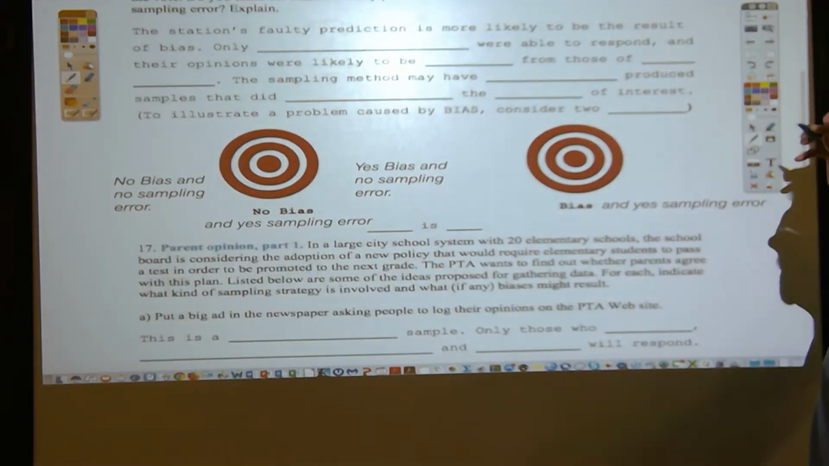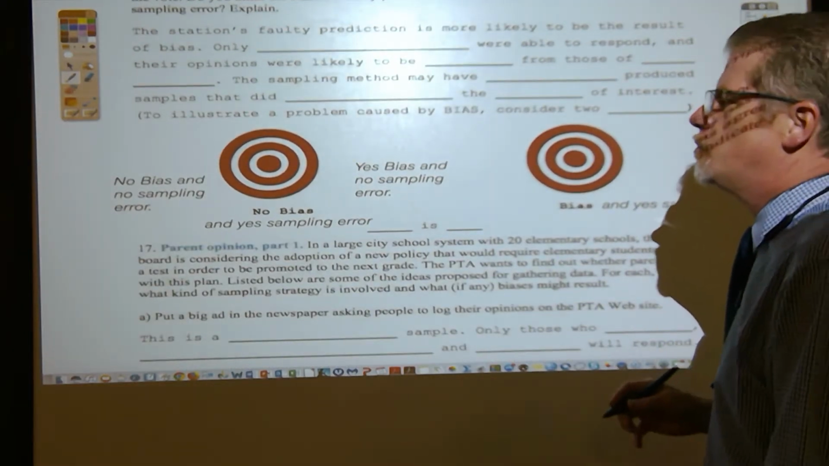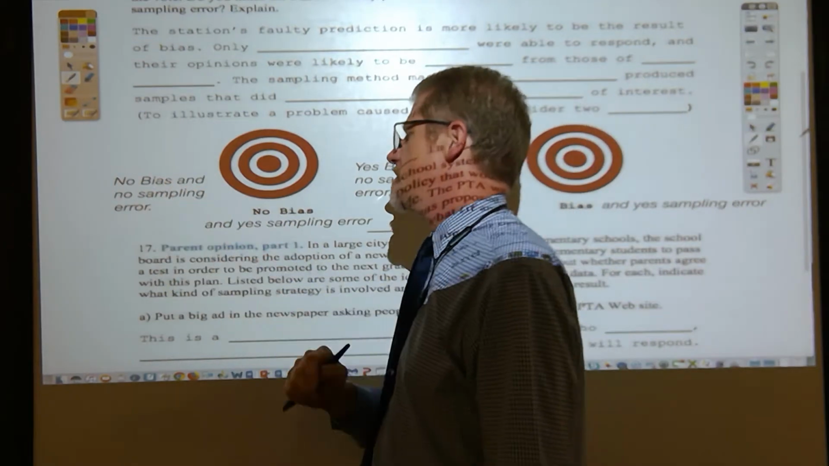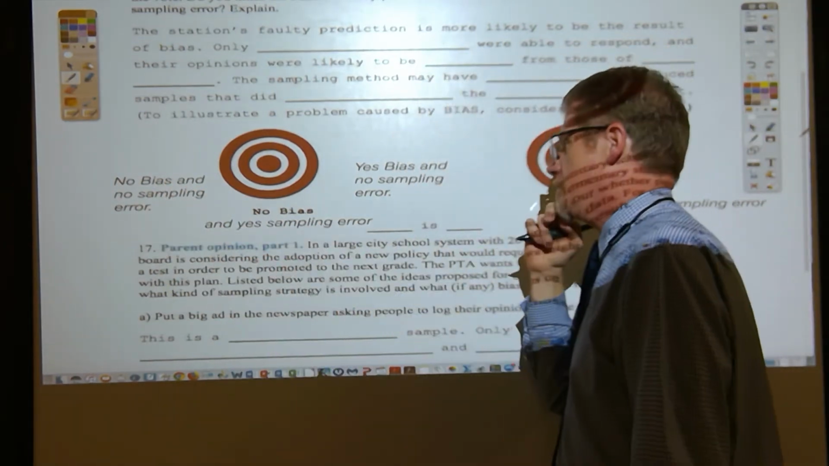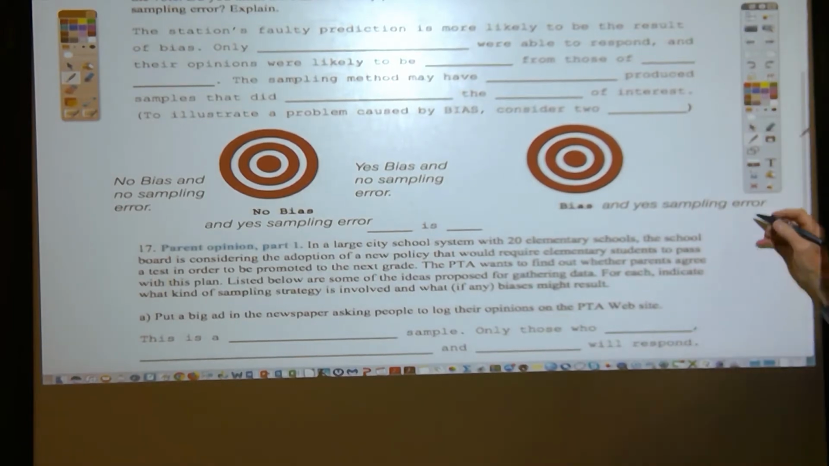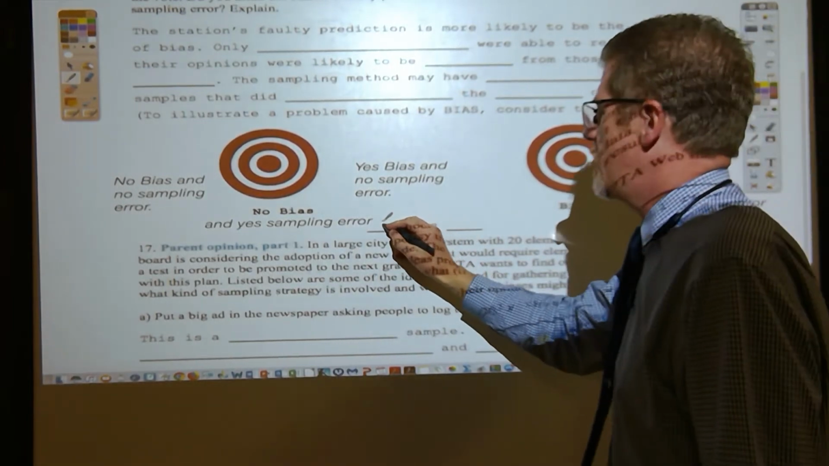The reason I put this color handout together for you is I want to show you what it looks like to have no bias and no sampling error, no bias and yes sampling error. This is all to illustrate that bias is bad.